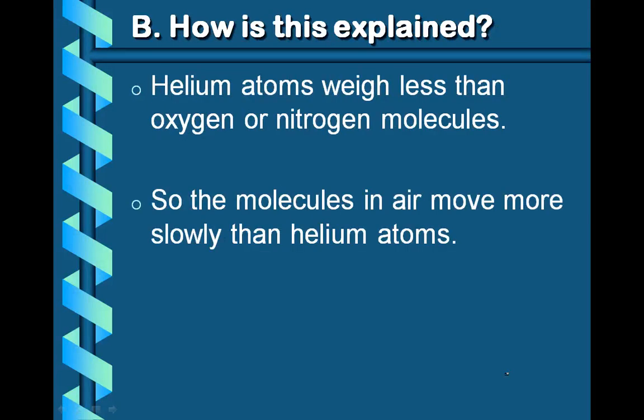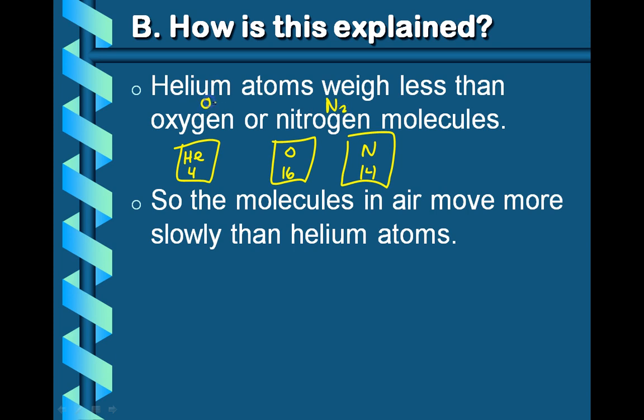Graham is able to explain this because we know that helium atoms weigh a lot less. On the periodic table, helium weighs about 4, whereas oxygen weighs about 16 and nitrogen weighs about 14. Now, remember, nitrogen is N2 and oxygen is O2.